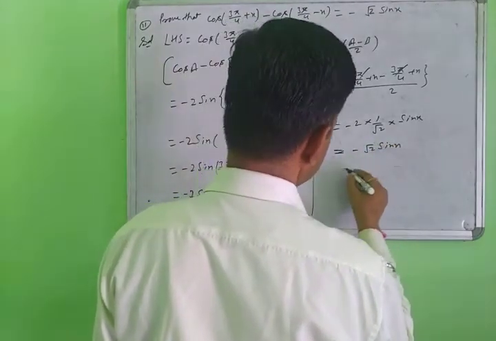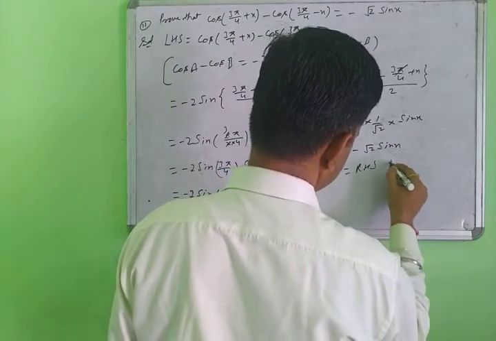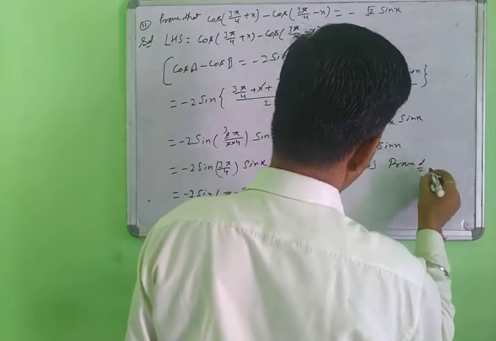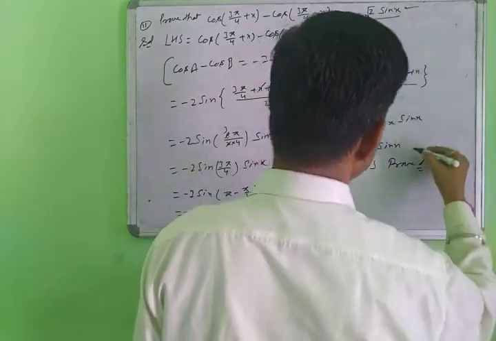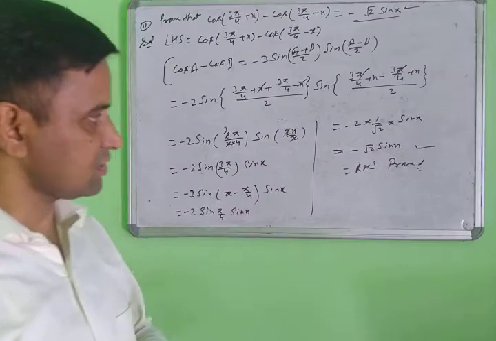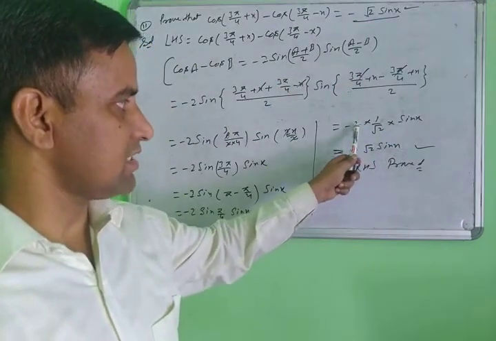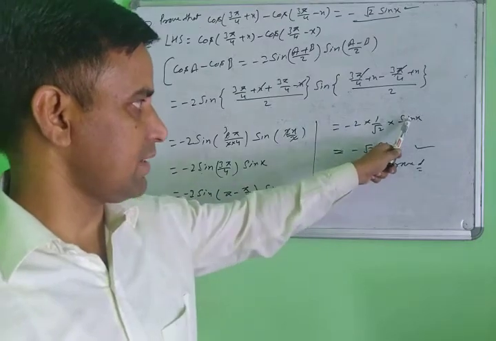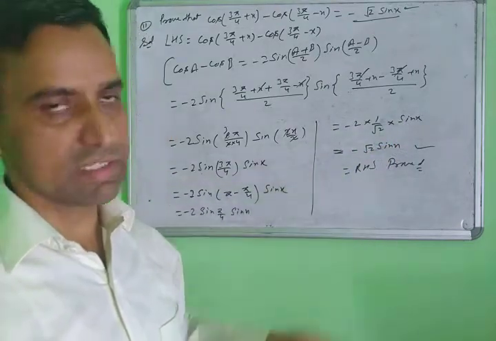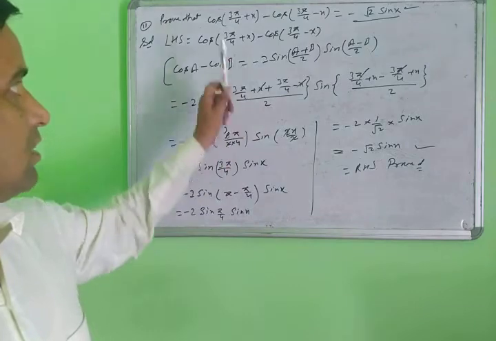So this is your RHS. Your LHS and RHS are the same thing, same function, same value. The root 2 cancels with 2, only root 2 is left, with sin x and the minus sign. This is your RHS. So, very simple things.